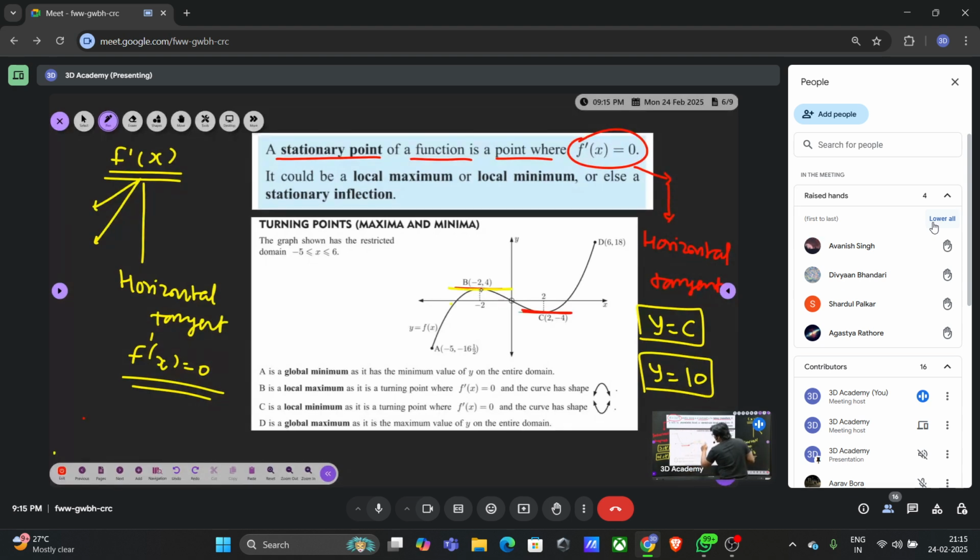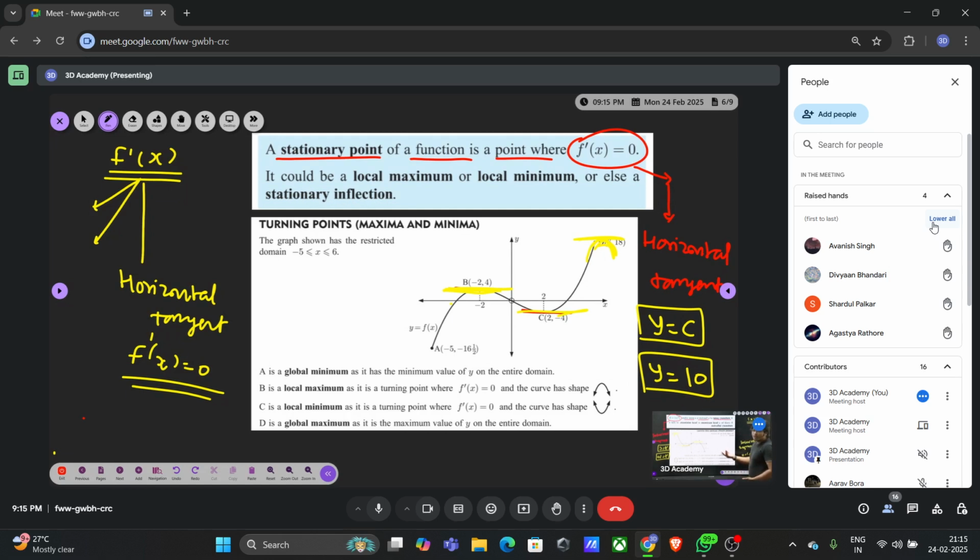This is a horizontal tangent, this is also a horizontal tangent, correct? But is it the highest value for the graph? What is the highest value for the graph? But here we don't know whether it is curved or not. If you assume it is curved, this is the highest value. So that will be the global maximum. This will be the local maximum. So global maximum, local maximum, dy by dx equals to 0.